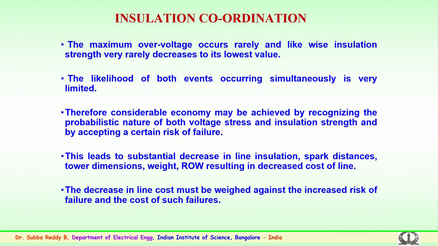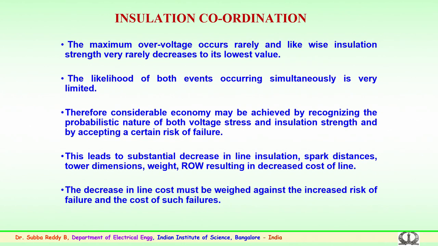Therefore, considerable economy may be achieved by recognizing the probabilistic nature of both voltage stress and insulation strength, by accepting a certain risk of failure. This is where the design aspects have to be taken care of from an economic point of view. This leads to a substantial decrease in the line insulation if you properly design and take care of the parameters, particularly the spark distances, the dimensions of the tower, and the weight of the entire insulator string consisting of the conductors, accessories, corona control links, and so forth. Then the clearances of the right of way, resulting in decreased cost of the line.